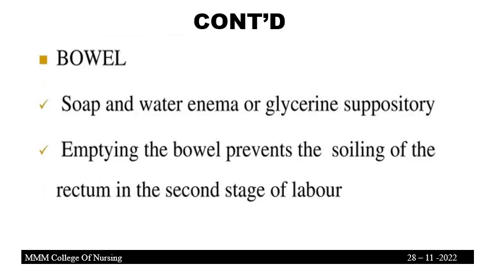Next is the bowel. Here soap and water enema should be given. So we don't want feces to come during the second stage of labor when the mother is bearing down. The mother will say that she feels like defecating. It is nothing but the head hitting onto the rectum and bulging out. At that time she is allowed to bear down. We should encourage the mother to bear down, but at that time we don't want the feces to come out and soil the area of the delivery table and everything. So we always prepare the bowel before the labor. Emptying the bowel prevents the soiling of the rectum in the second stage of labor.